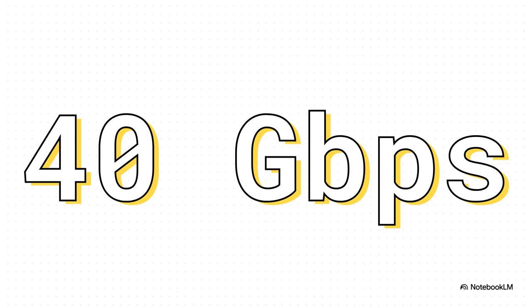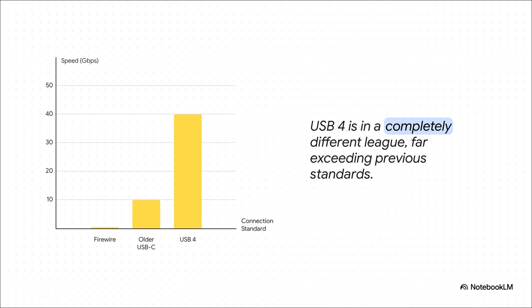The headline number, the big one to remember for USB4, is a staggering 40 gigabits per second. That is a truly incredible amount of data moving almost instantly. Now, to really wrap your head around that number, let's put it in perspective. An older cable using that exact same USB-C shape might have maxed out at 10 gigabits per second. And if you go way back to something like FireWire, you were looking at a measly 0.4 gigabits per second. USB4 is playing in a completely different league. It's a massive, massive leap in performance.